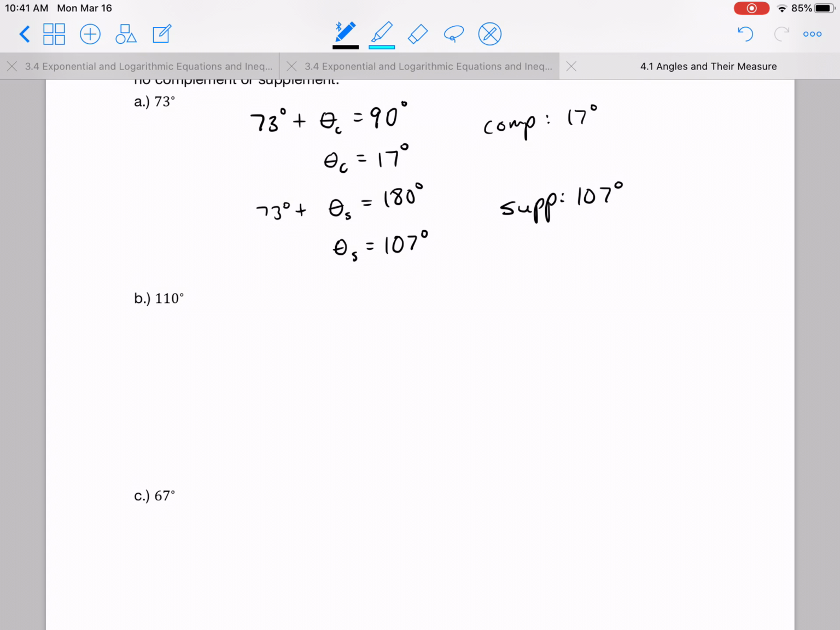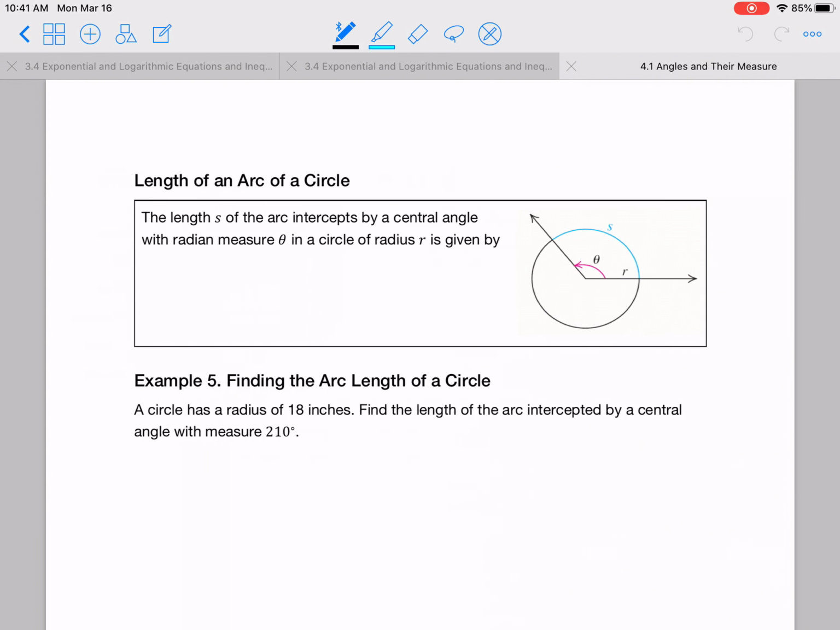And again, I'll probably throw them on the notes for you to look at and see if you need to. So let's continue on. Length of an arc of a circle. This is that arc length we were talking about back in the first video. The length S of the arc intercepted by a central angle with radian measure theta in a circle of radius r is given by the arc length S equals r times theta.